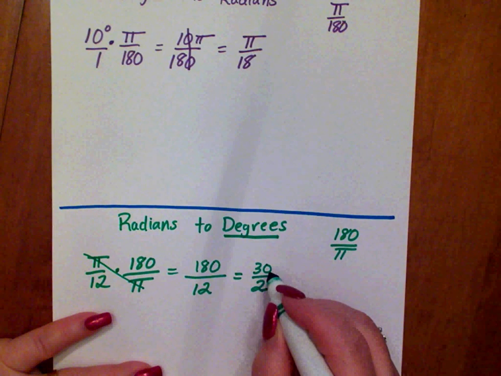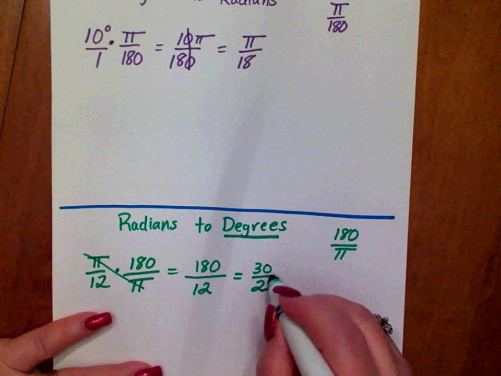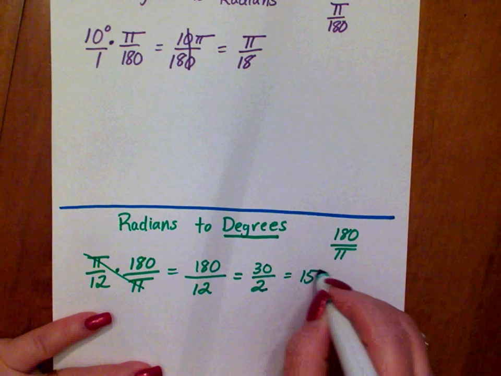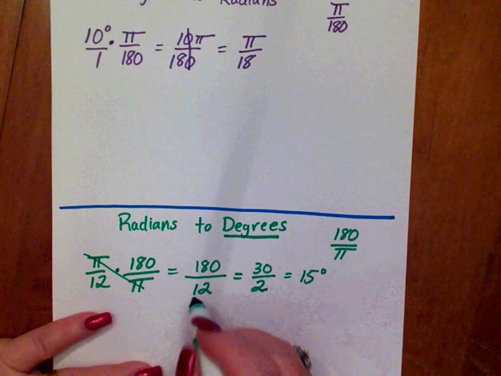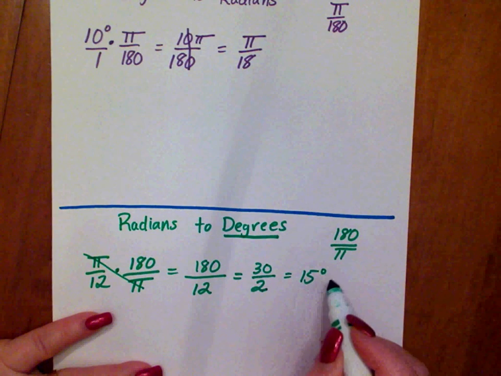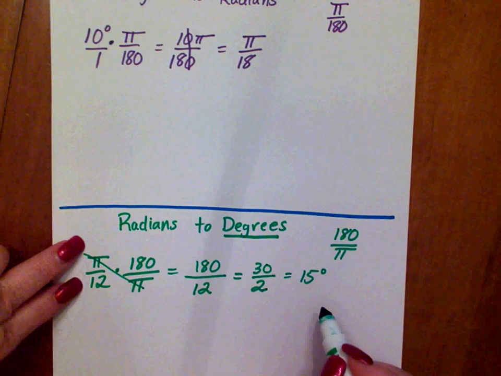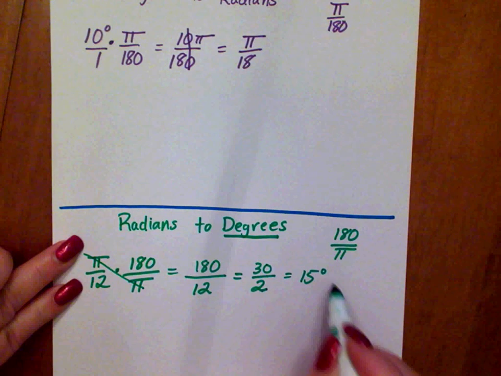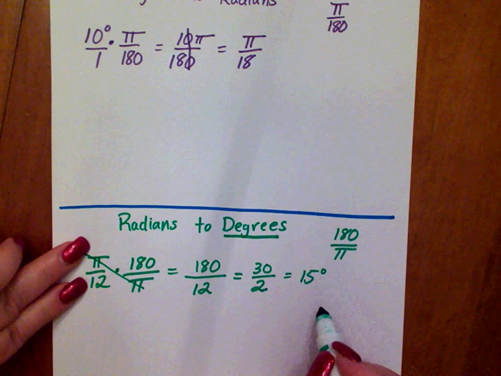And so it looks like I could have even done it more. And 30 divided by 2 is just 15, so this is 15 degrees. So probably 12 actually went into that evenly too. But anyway, you just reduce the fraction, and I get pi over 12 in degrees, it would be 15 degrees. Pi over 12 radians would be equivalent to 15 degrees.